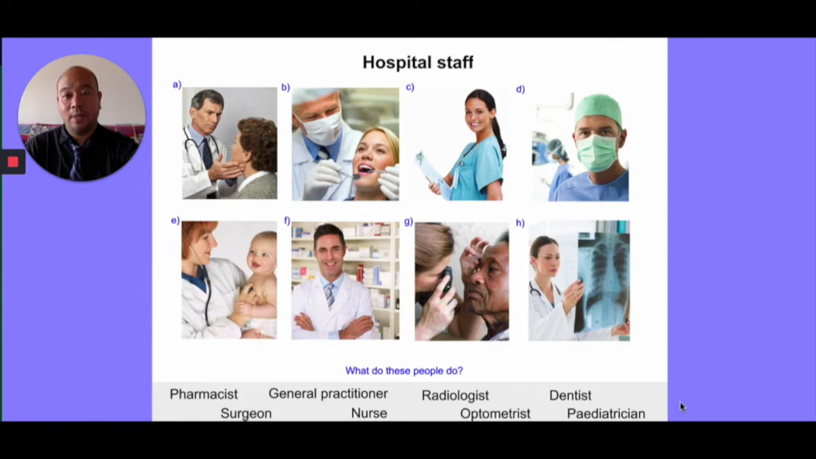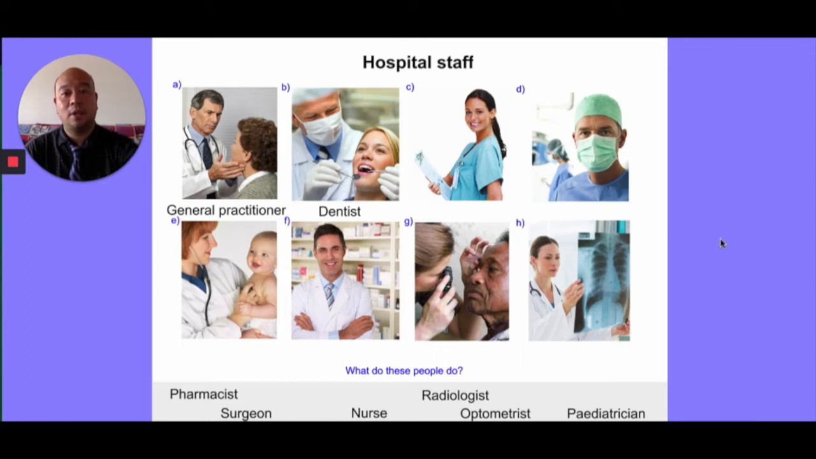Let's see if you can match them to the right pictures. If you want to try yourself first, then pause this video now and you can have a go. Okay, let's have a look together. Picture A. Who is this man? He is the general practitioner. Picture B. Who is this? He is the dentist.